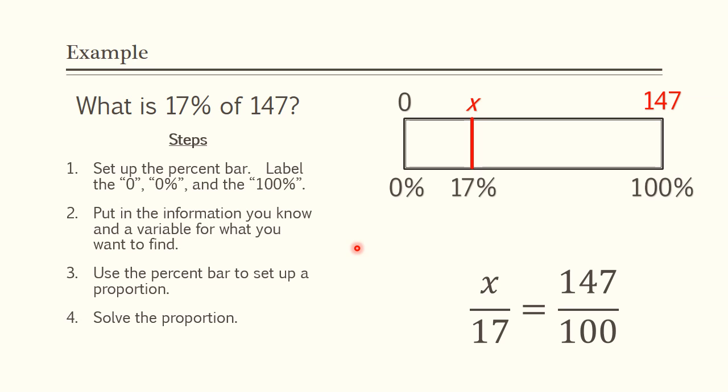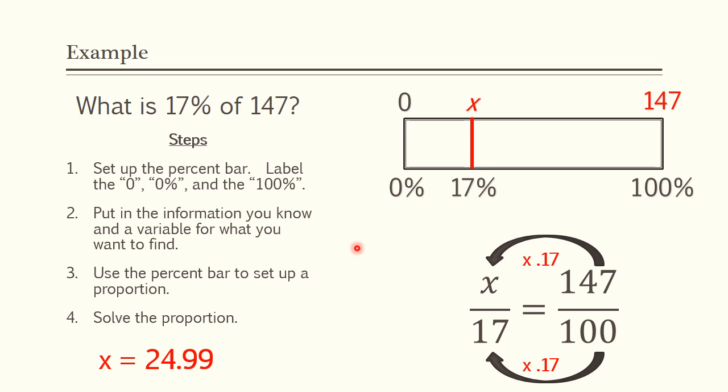To do that, we're going to draw arrows from what we know to what we want to know. Find our scale factor here: 17 divided by 100 is 0.17. Multiply that by 147, and we get that x is equal to 24.99. So 17% of 147 is 24.99.